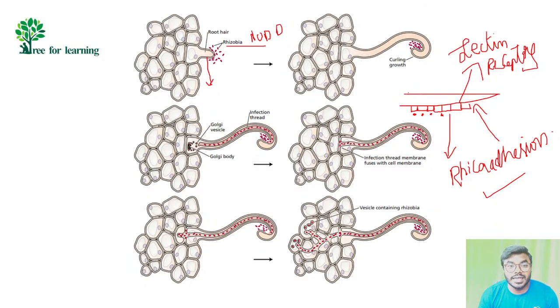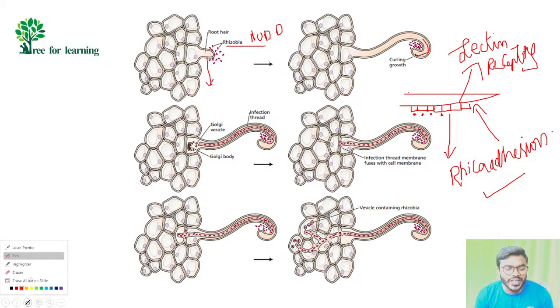Now the bacteria attaches. There is no doubt about it. Now all the students follow me. What the bacteria is doing, you know friends? Bacteria is causing curling of the root hair.